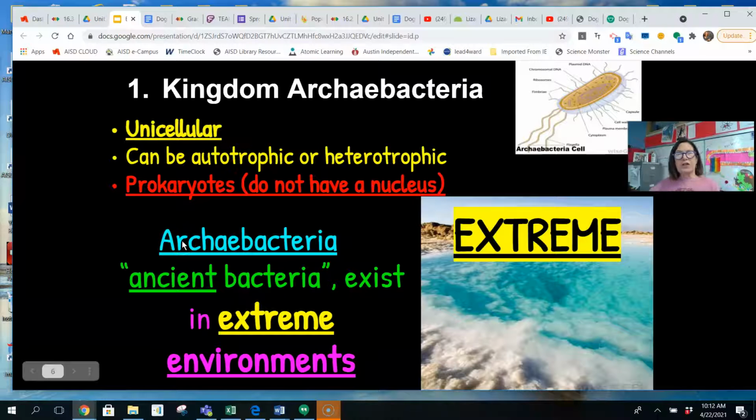So they call it Archaeobacteria because it's ancient bacteria. This was probably the first bacteria ever on Earth. And it exists in these extreme environments, right? So just think, Archaeobacteria is extreme.